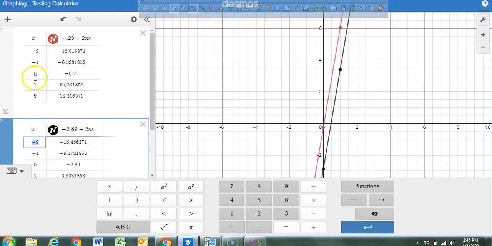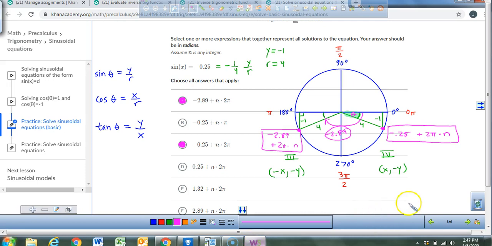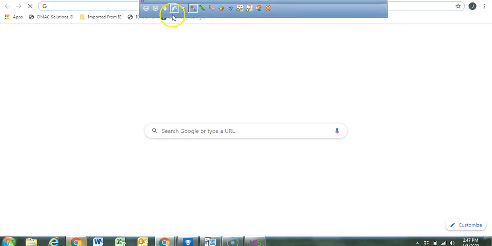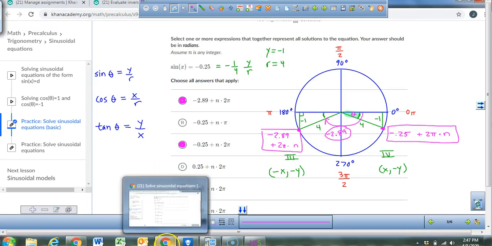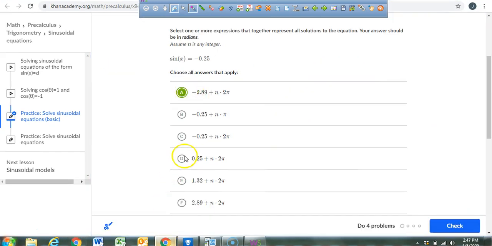So if, for example, you wanted to check to see if you're able to find these terms, this negative 0.25 and this negative 2.89, then you could go back and check some of your other answers. For example, negative 0.25 plus n times pi will eventually get you there if n becomes a 2, but it doesn't get you there every single time. I'm going to select the answers and move on for this problem. This one and this one, A and C.